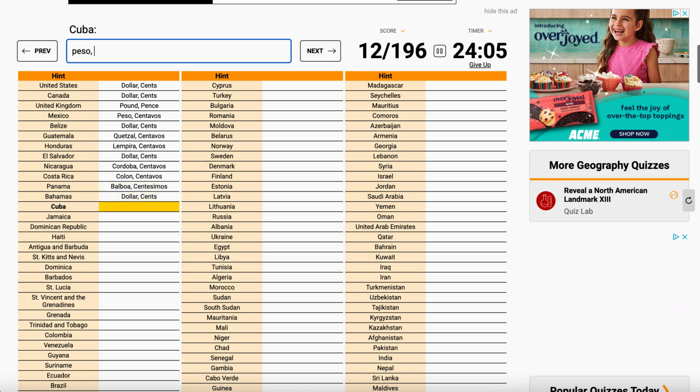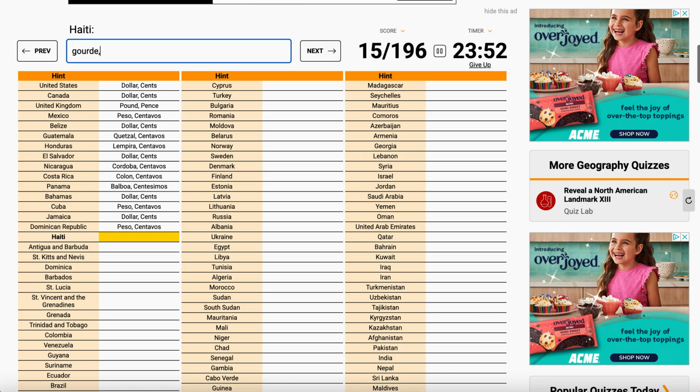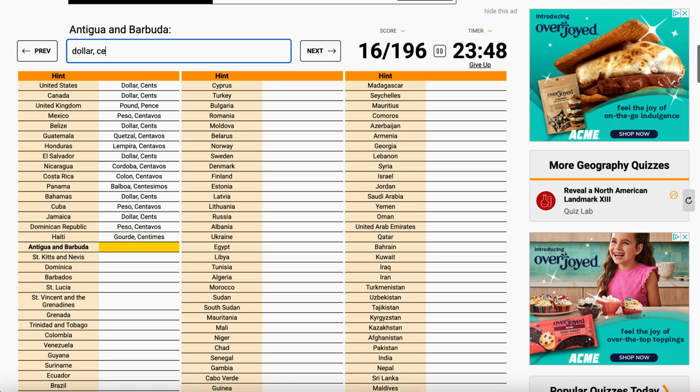Cuba is peso and centavos. Jamaica is dollar and cents. Dominican Republic, peso and centavos. Haiti uses the gourde, and that is divided into centimes. Antigua and Barbuda, dollar cents. St. Kitts and Nevis, dollar cents.